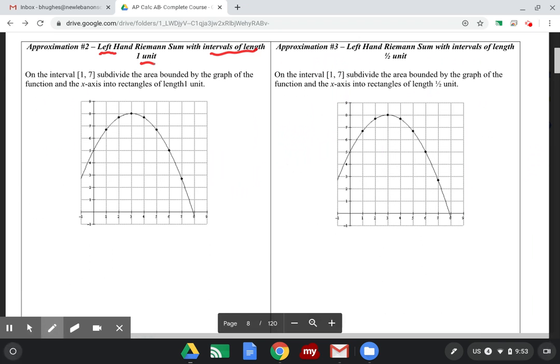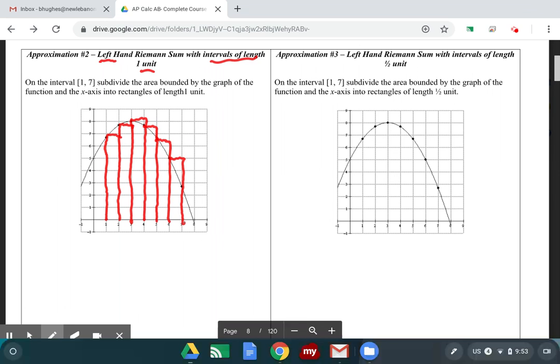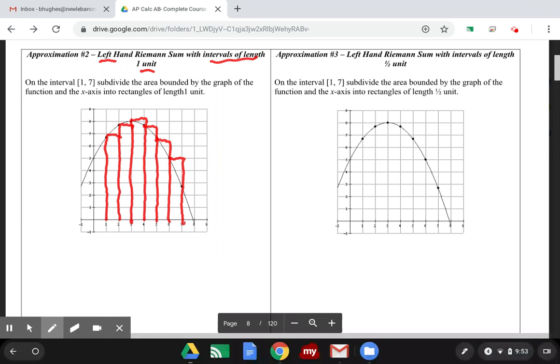So if we were to do the left-hand Riemann sum with intervals of length 1, we just have to remember, since it's a left-hand Riemann sum, that the top left-hand corner of my rectangle is going to be on the curve every single time. So I'm just going through here, just drawing my rectangles from 1 to 7. The top left corner of every rectangle is on the curve.